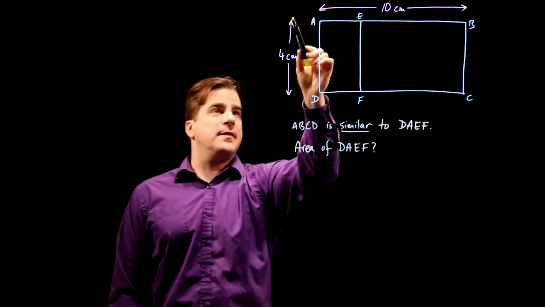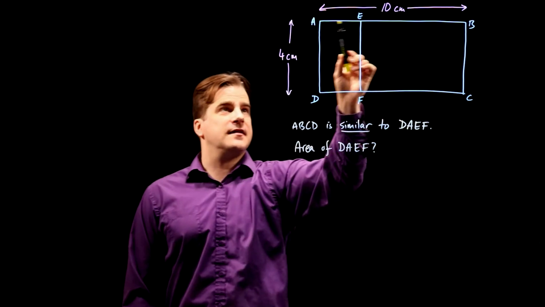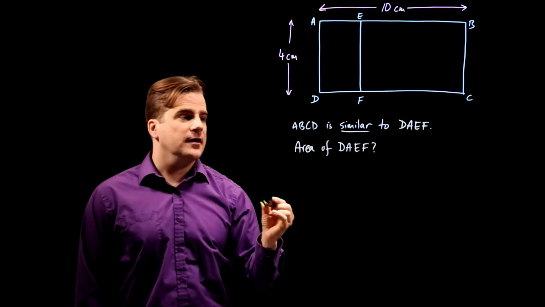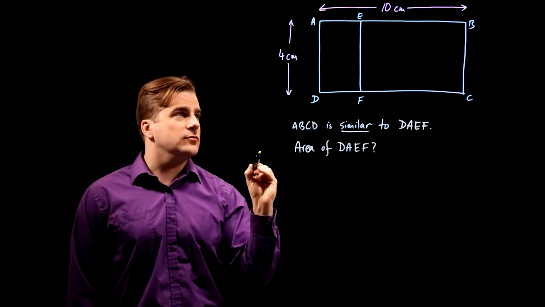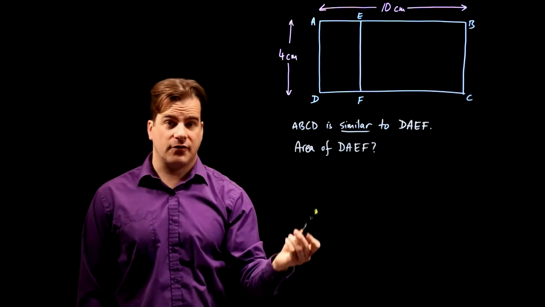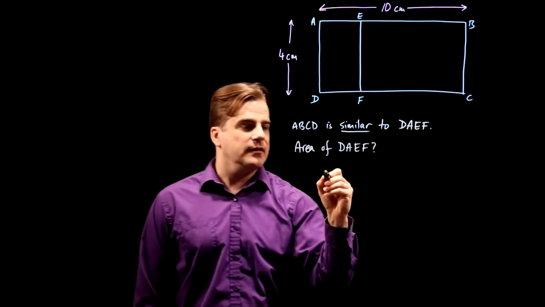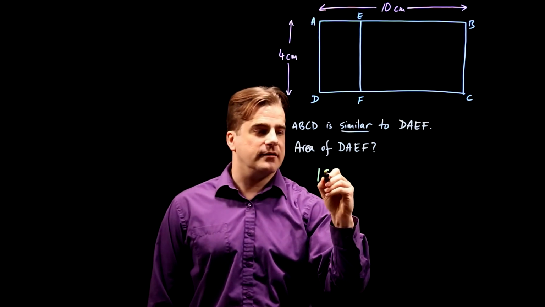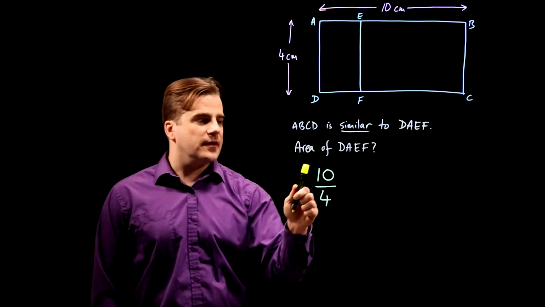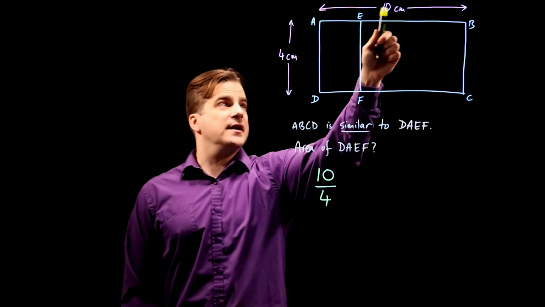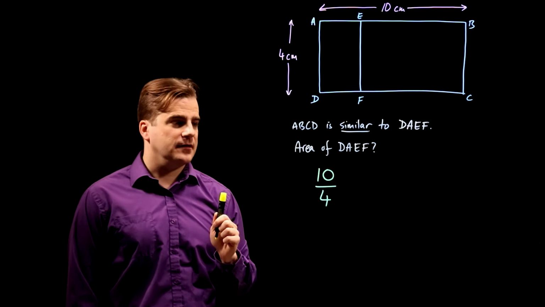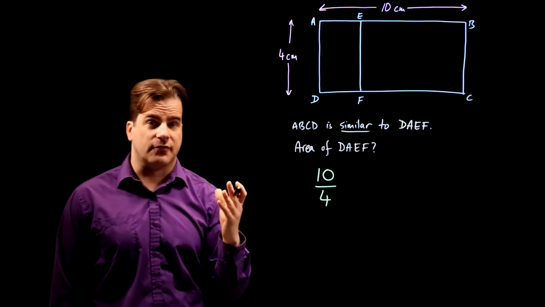we're told that for ABCD, the big side is 10 and the small side is 4. To write down the ratio of those two sides, we write it as a fraction, one divided by the other. So we can say that 10 divided by 4 is the ratio of the big side to the small side for the big rectangle. So that's a ratio, write it as a fraction.